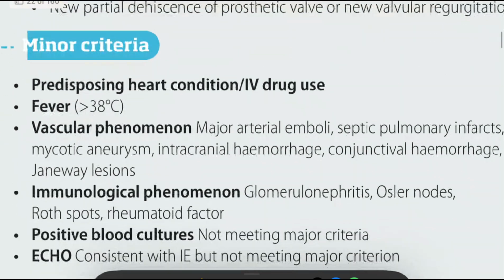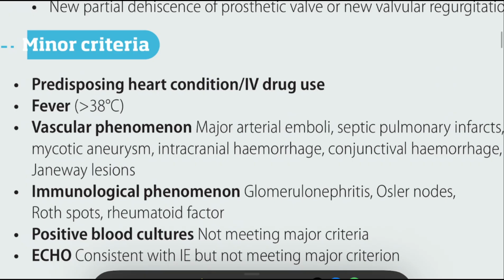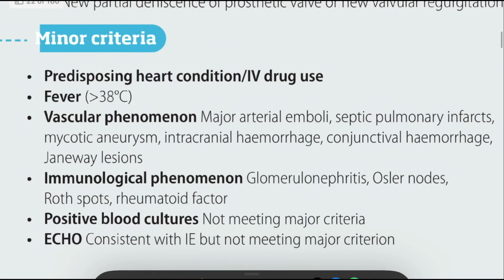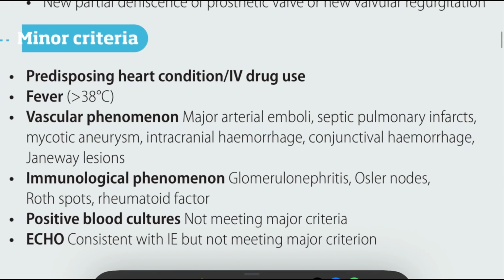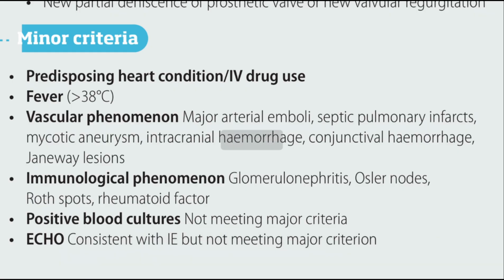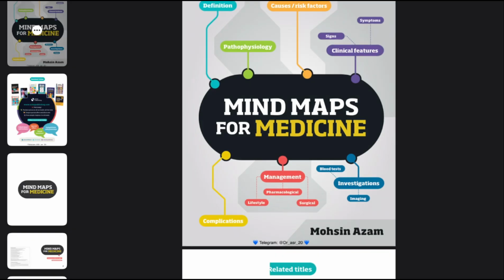Okay, next we can see the minor criteria. In minor criteria, we can see predisposing heart conditions like intravenous drug use. Next we can see fever greater than 38 degrees Celsius.